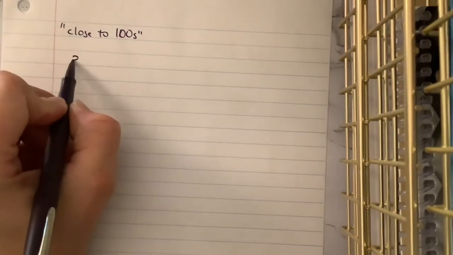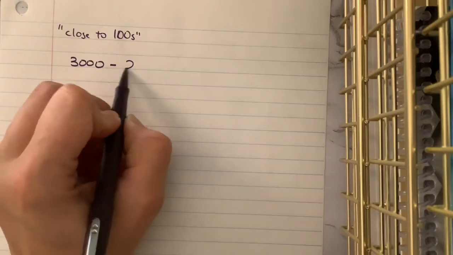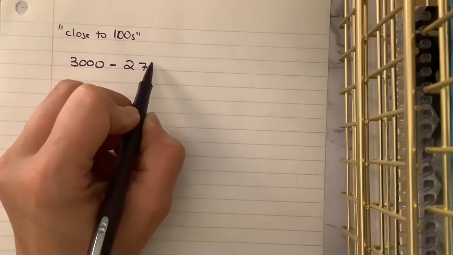Fifth graders, in order to do a couple more practice to prepare you for your workbook, we are going to do some more that are close to 100s, but kind of farther than maybe we've done prior to this. So let's say we did something like 3,000 minus 272. So this is kind of close to a multiple of 100, but a little bit far off.